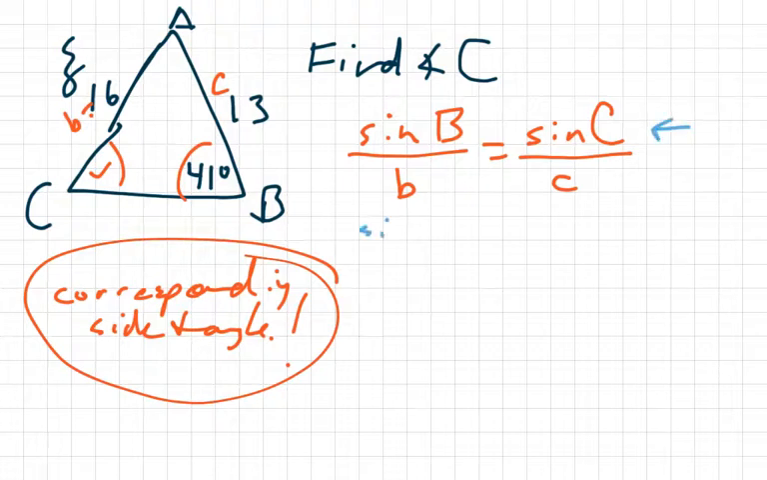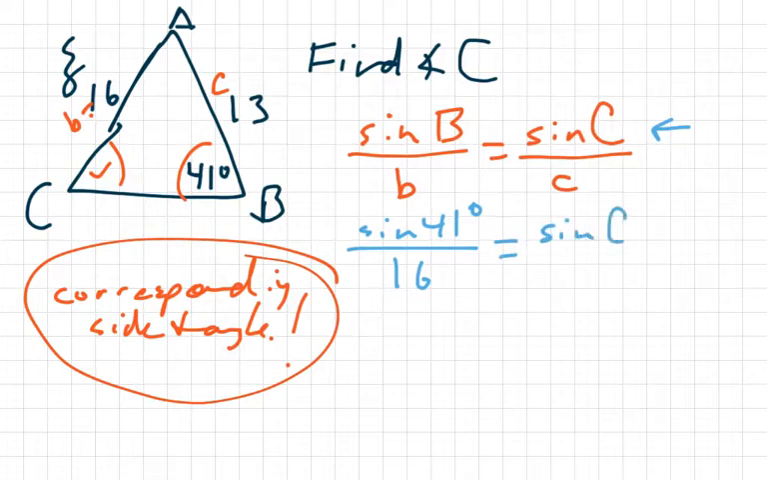So the sine of 41 degrees over side B, 16, equals sine of C we don't know. Angle C we don't know. We're looking for it. This is the unknown right there. Over side C is 13. Again, you notice our unknowns on the top. So we're just going to multiply the 13 right up there.